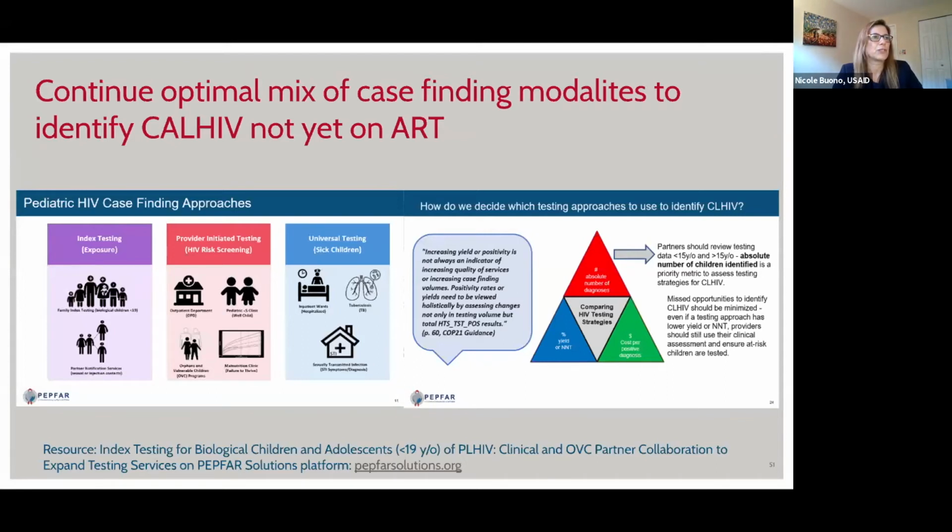The second approach is provider-initiated testing, shown in pink, in outpatient clinics, well child clinics, and OVC programs. We often use a risk screening tool, as Vincent spoke about, with questions about the child's testing history, parental status, and overall health to identify which children are at risk and need to be tested. Finally, in blue, the universal testing of all sick children who are hospitalized in inpatient wards or attending TB clinic, malnutrition, or STI clinics.